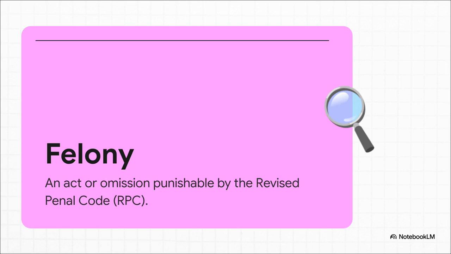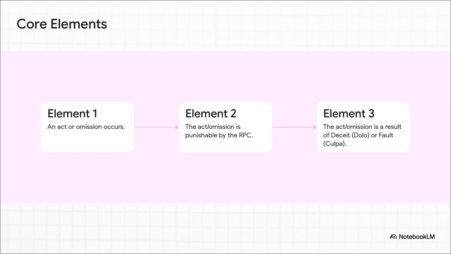So you see, the law punishes not just doing bad things, but also doing nothing when you have a duty to act. Every single felony has to be built on these three structural pillars. If one is missing, the whole thing falls apart. First, you need that act or omission we just talked about. Second, it can't just be something we think is morally wrong. It has to be specifically written down and made punishable by the law, in this case, the revised penal code. That's a huge principle. No crime if there's no law against it.